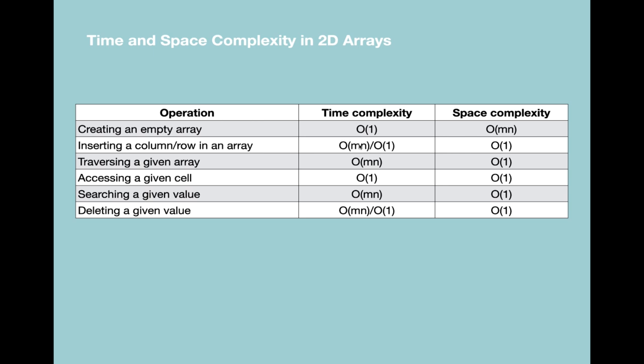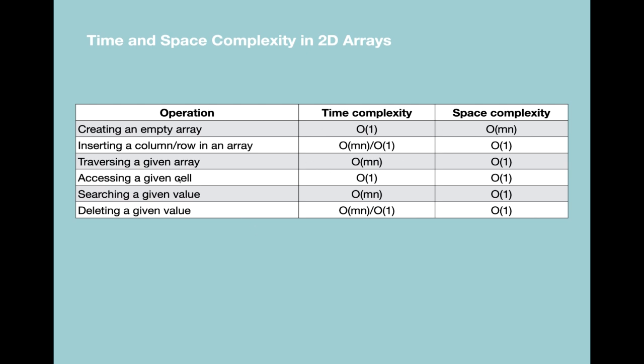The efficient way of adding a column or row in a two-dimensional array is adding it at the end of the array. The space complexity for inserting a column or row in an array will be constant because we have already allocated memory for this column or row. So extra memory is not needed to perform this operation.